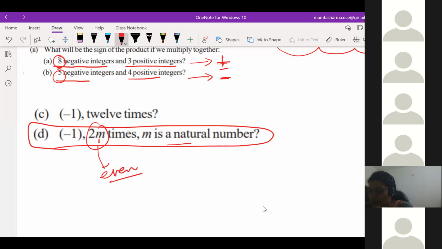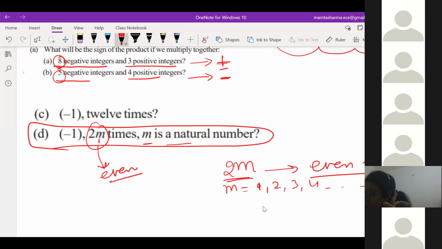If we multiply anything with 2, it will be even only. If there is any natural number and we multiply it by 2, it will always give an even number. You can check it. Put m as 1, 2, 3, 4, 5, any value. Your 2m will always be an even number.